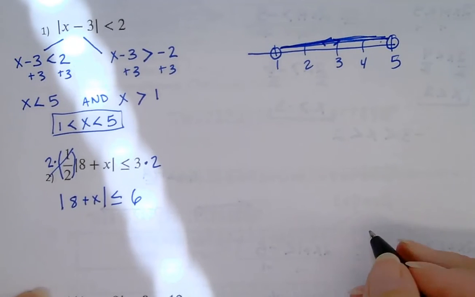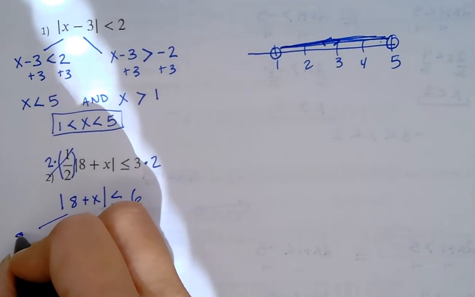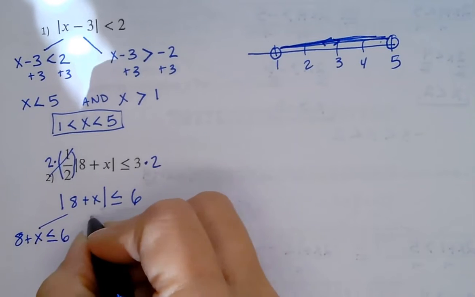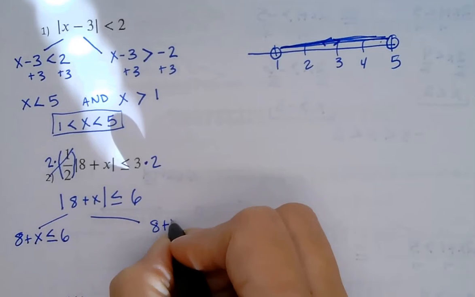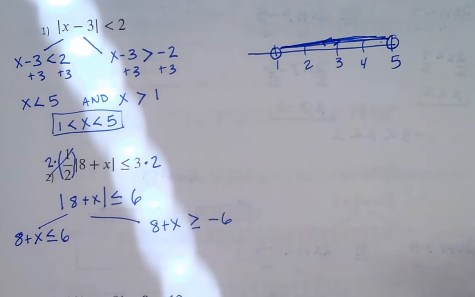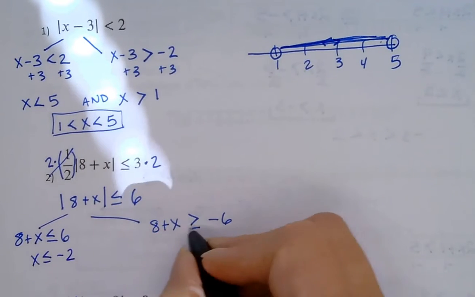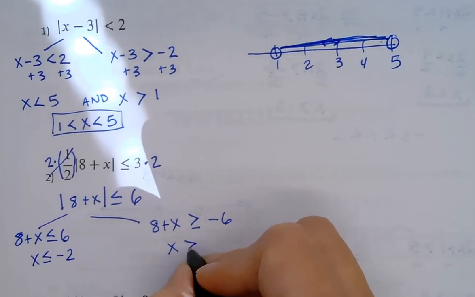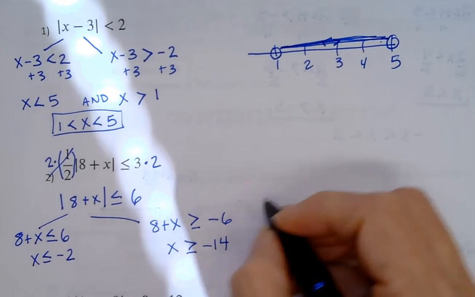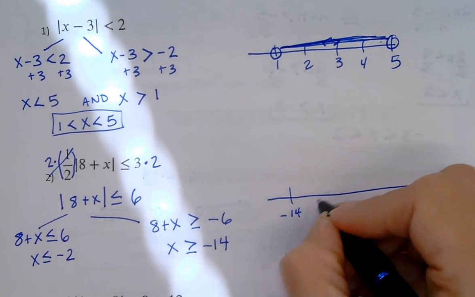All right, so now I'm going to split. I've isolated and I'm going to split. Everything stays the same the first time. 8 plus x is less than or equal to 6. The second time, 8 plus x is going to be greater than or equal to negative 6. And then we just solve. Subtract 8 from each side, x is less than or equal to negative 2. Subtract 8 from each side, x is greater than or equal to negative 14. Okay, my endpoints are negative 2 and negative 14, so if I need to put these on a number line, I'm going to say negative 14.